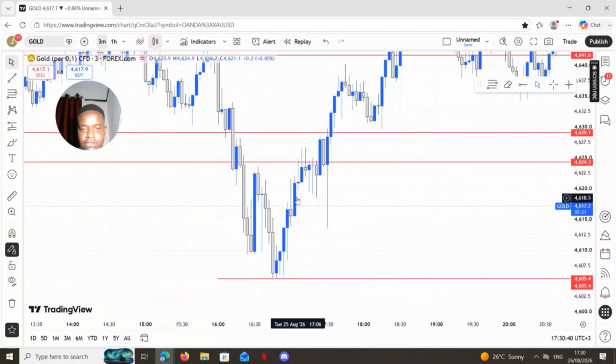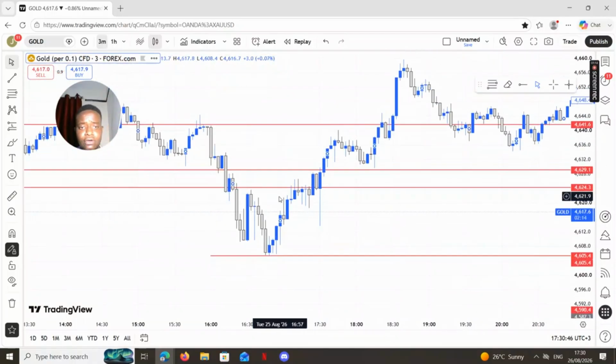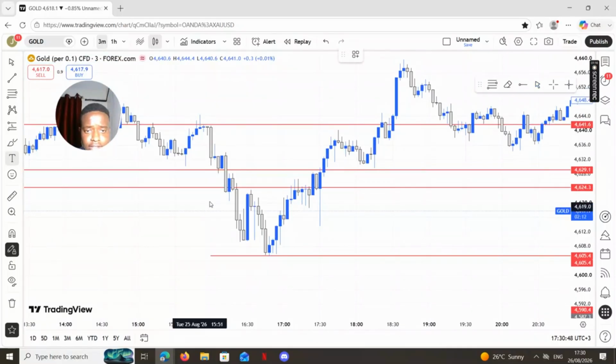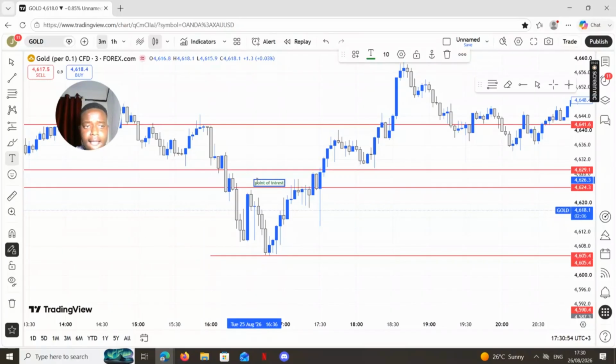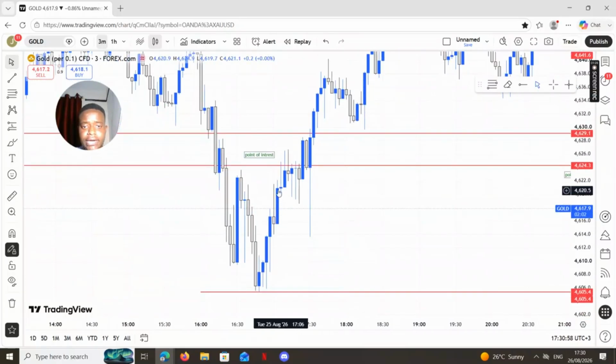So as you can see, price came and approached my POI. So this one was the point of interest. Then we had our entry confirmation at this particular point there at 17:09. As you can see, this is usually what we call our entry confirmation. This is what we usually call our weak buy.